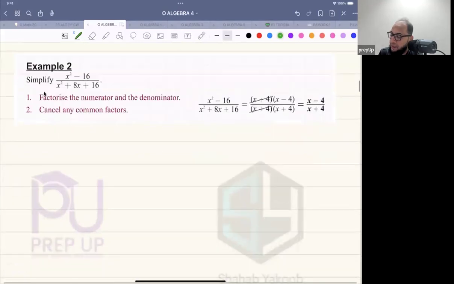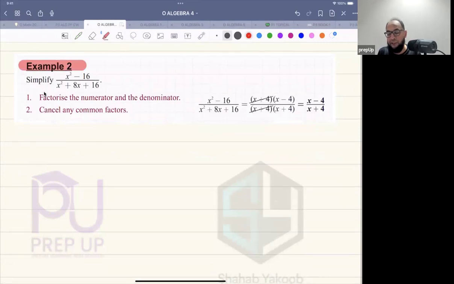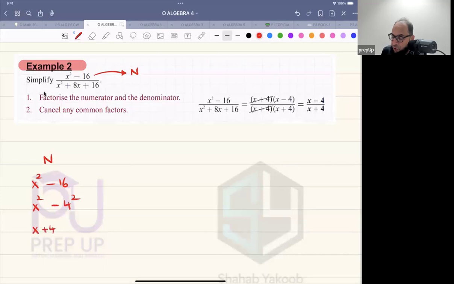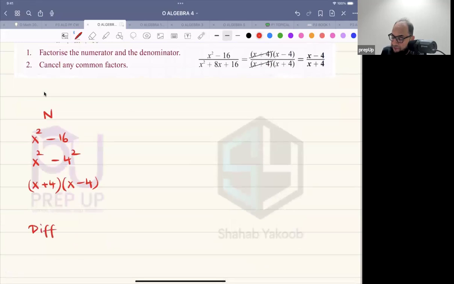Example 2. Now this example says simplify this thing. Just look at the numerator, that is quadratic. Look at the denominator, that is also quadratic. So treat each one separately. Let me focus on the numerator. The numerator is x square minus 16. This is x square minus 4 square. This is x plus 4, x minus 4. What is the terminology for this one? This is called difference of two squares.